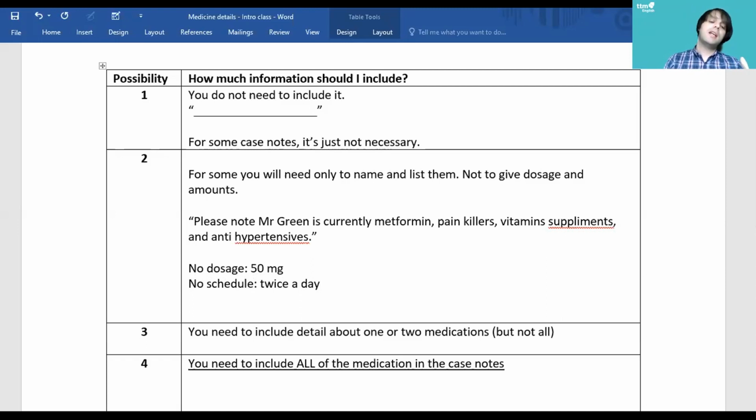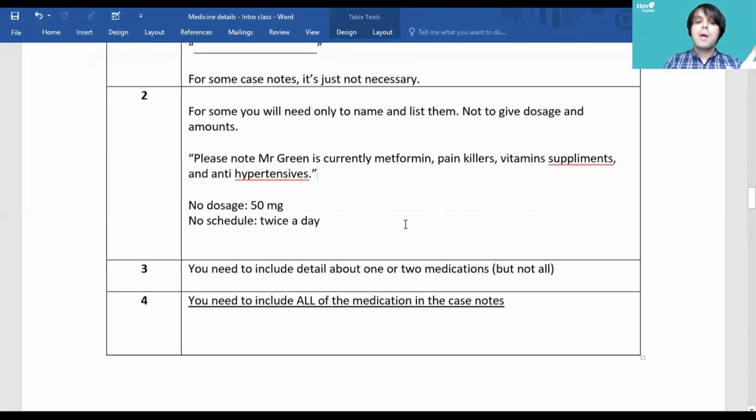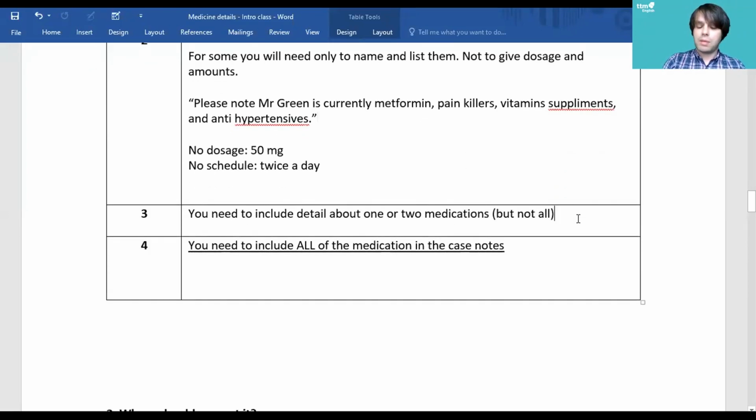So sometimes I think a lot of students forget that they can do number 2. Like maybe the reader does need to know about metformin and painkillers and vitamin supplements, but they don't need to know about the dosage and the schedule. And that's going to save you so much time if you decide that, right? I know the spelling's here, I'll sort that in a second.